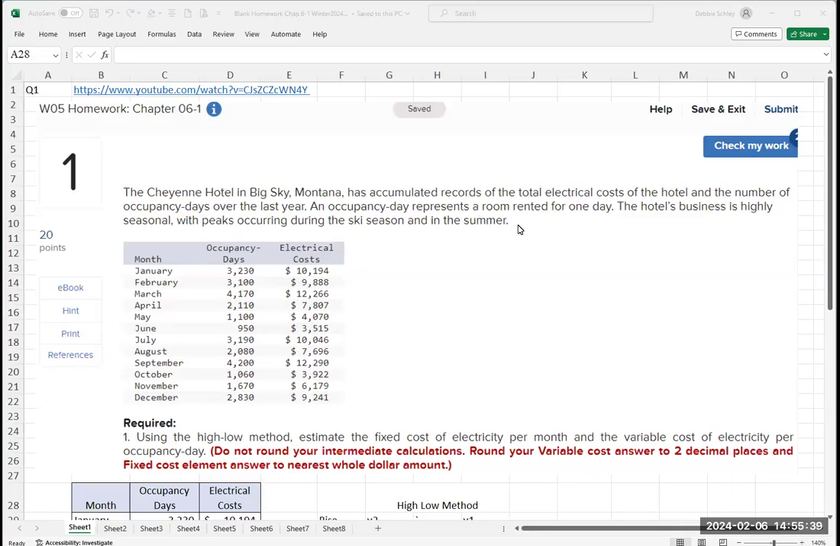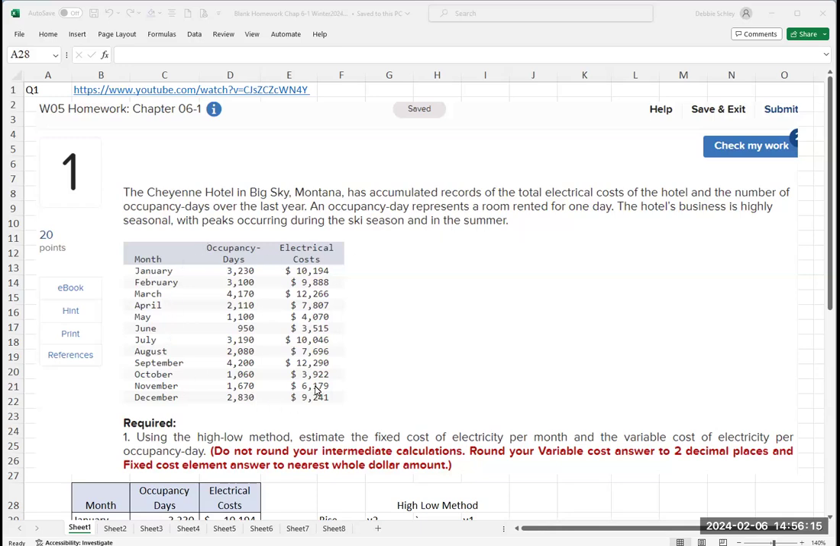All right, this is going to be a homework walkthrough for chapter 6-1. We'll start with question 1 and see how we do. The Cheyenne Hotel in Big Sky, Montana has accumulated records of the total electrical cost of the hotel and the number of occupancy days over the last year. An occupancy day represents a room rented for 1 day. The hotel's business is highly seasonal, with peaks occurring during the ski season and the summer.